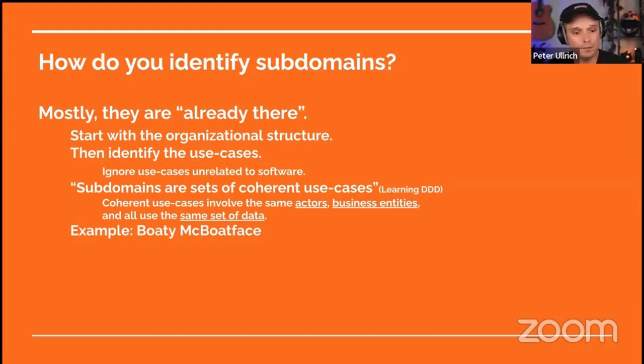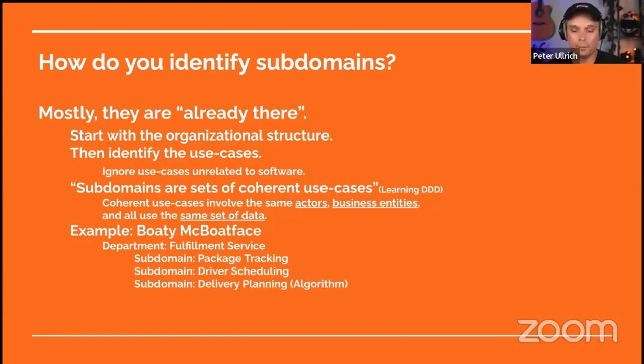In our case, Boatimic Boatface, we look at one department right now, the fulfillment service. That is the fulfillment department that takes care that the package is actually delivered to the customer. And in here, we might have a subdomain called package tracking. Then we have driver scheduling and delivery planning, which is an algorithm. You can call it delivery planning algorithm. You can also call it delivery planning if there's more to it than just the algorithm, maybe also some data. So we already identified three subdomains.